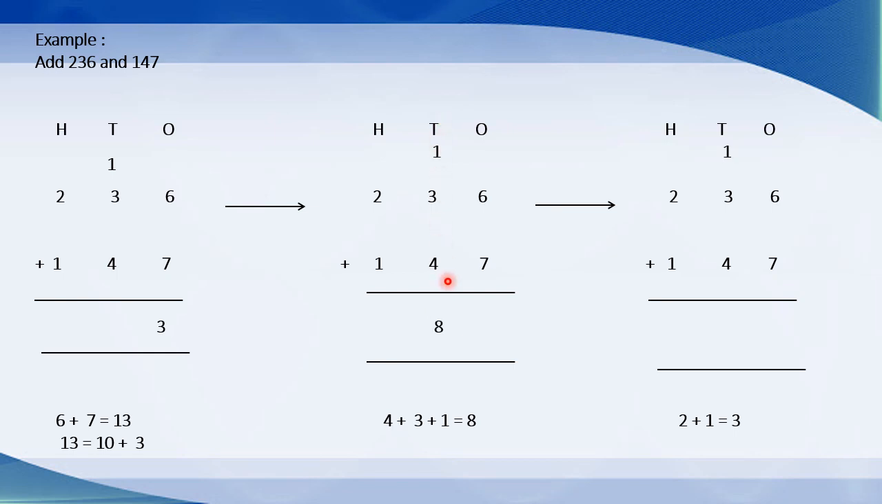So the tens place we added here. Next what we have to do? We have to add the hundreds place. It is 2 plus 1 equals 3. The answer is 383.